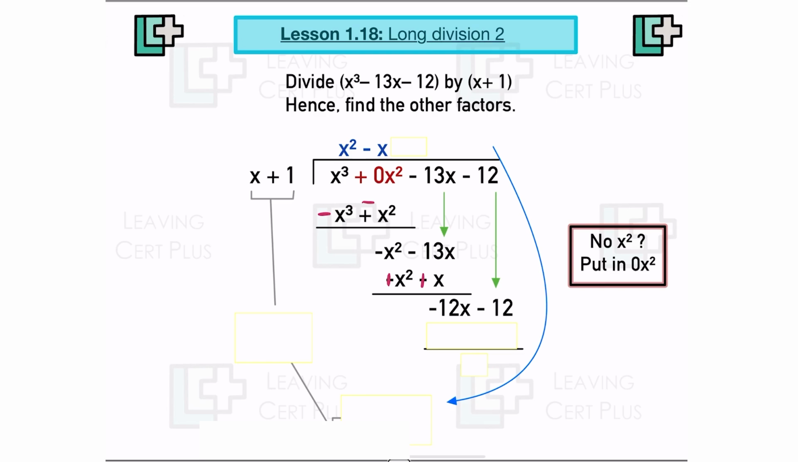Change their signs, so positive and positive, and you're going to get minus 12x, bring down that minus 12. And then you're asking again, what do we need to multiply this x by to get your minus 12x? And the answer there is minus 12. So you'll get your last line, then take them away, so positive and positive, and you'll get 0 remainder.